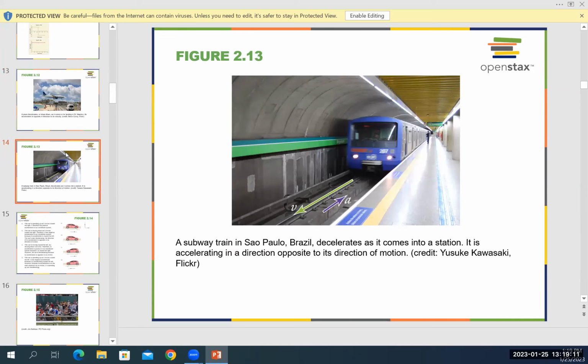Okay, so this is an interesting little graph. This is just some subway in Sao Paulo, which I've never been to, but Brazil is awesome. Notice that we're looking at the velocity and the acceleration vectors here. So imagine this train is coming towards us. And so we have this green line that represents velocity. So its velocity is certainly positive.